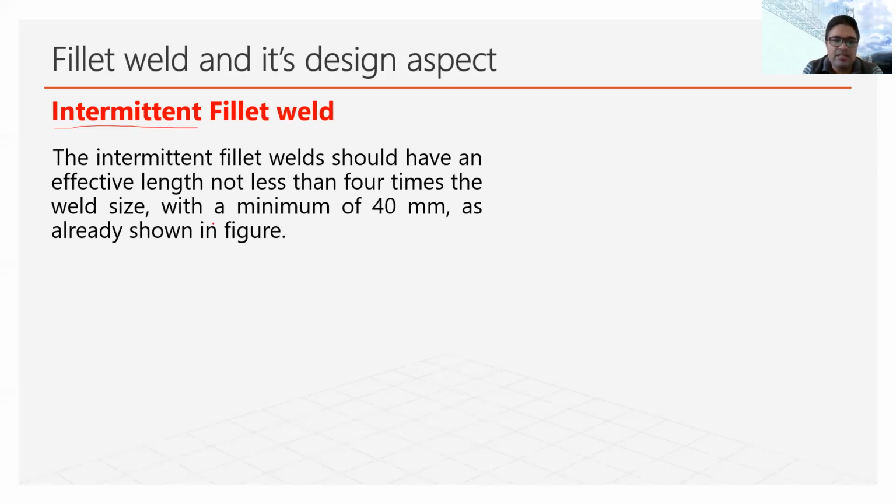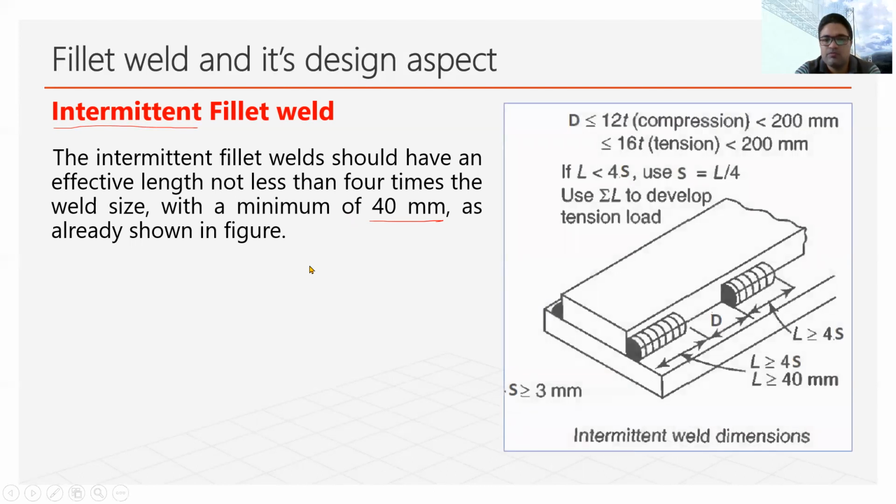It says the intermittent fillet weld should have an effective length not less than 4 times the weld size, with a minimum of 40 mm. The length of intermittent fillet weld should not be less than 4 times the size or a minimum of 40 mm, whichever is higher. Now we will understand this with this diagram.